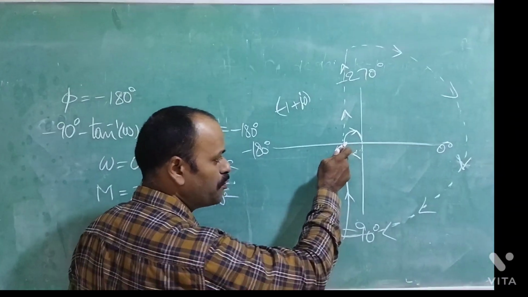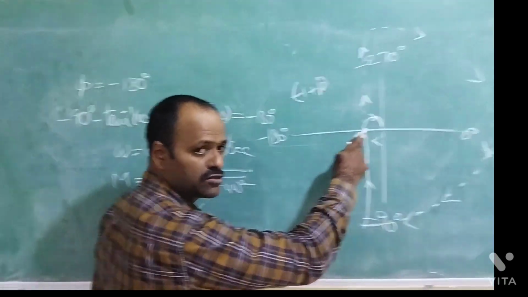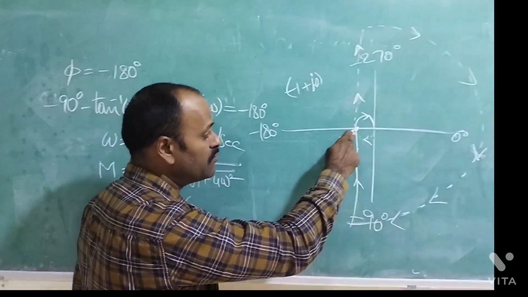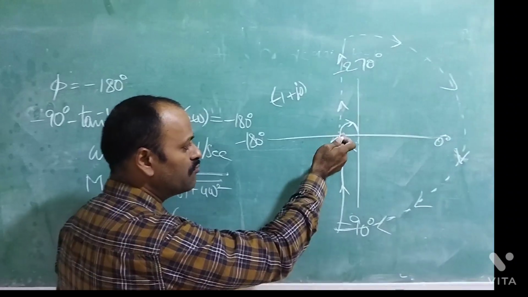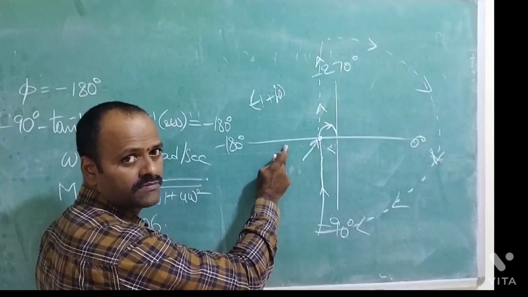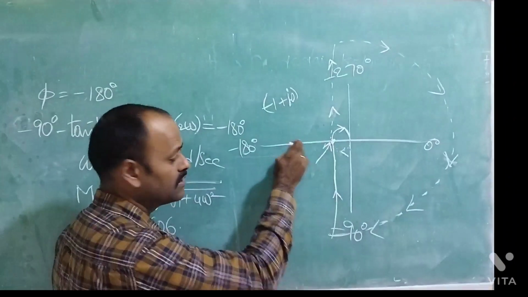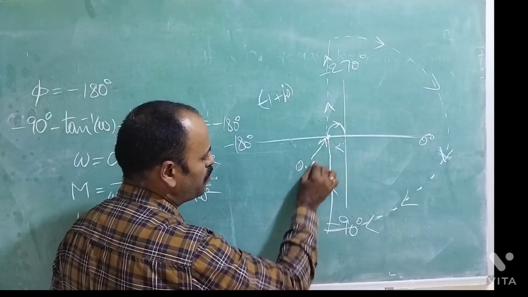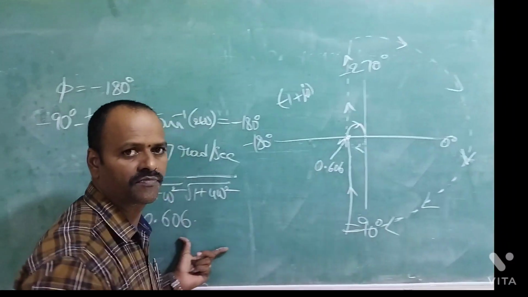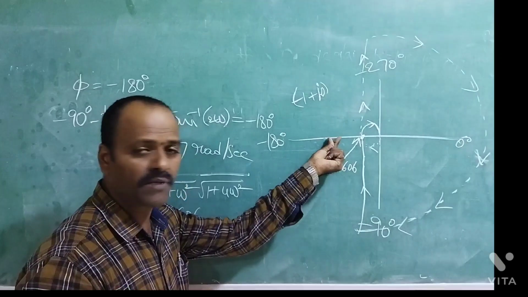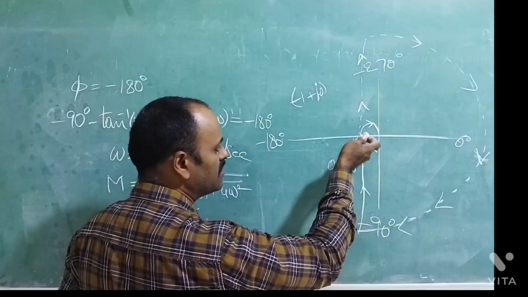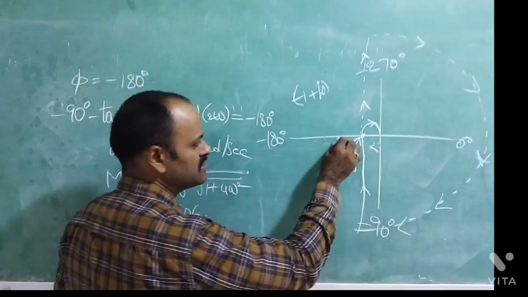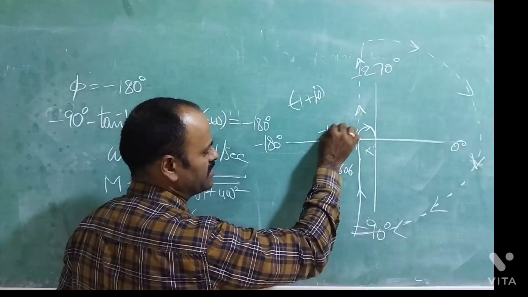If this is the 0.606, then where will we have 1? Obviously, 1 will be outside of this encirclement, because its value is more than 0.606. Then where do we have that minus 1 plus j0 point? Obviously, 1 means it is more than this 0.606. Let us say here.